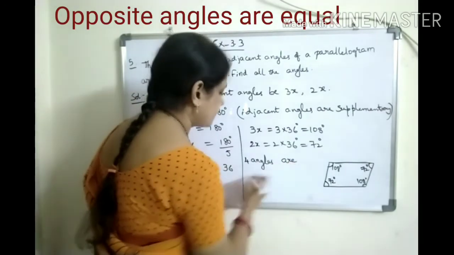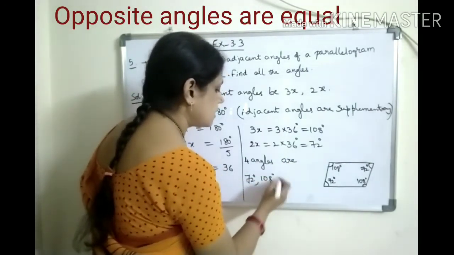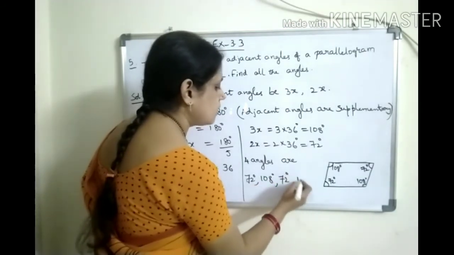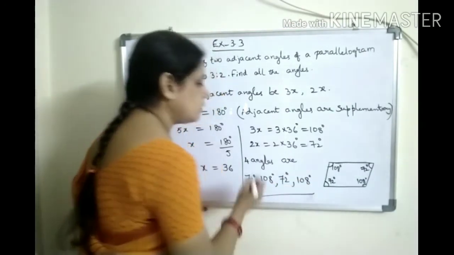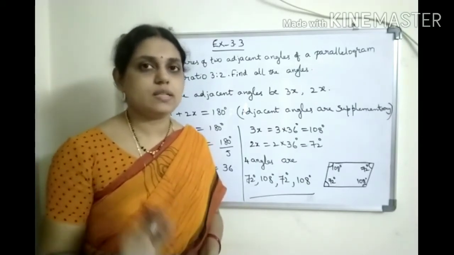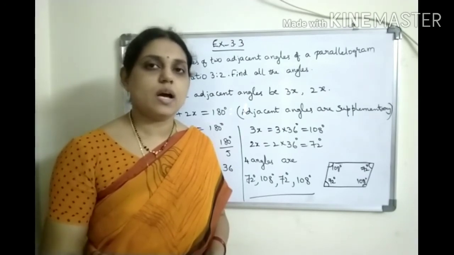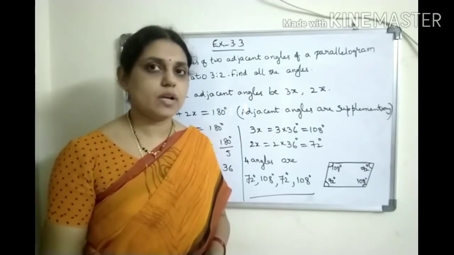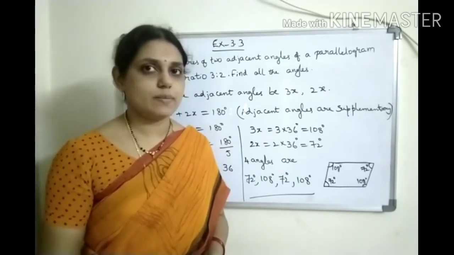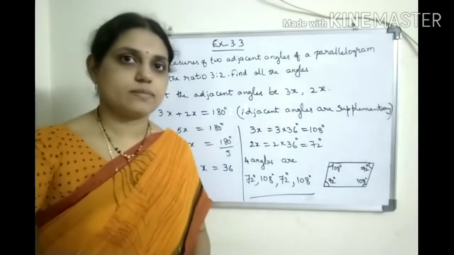So all the four angles are 72 degrees, 108, 72, 108. If you get any one angle in a parallelogram, all the other three angles you can easily find out using the properties. What are those? Opposite angles are equal in a parallelogram and adjacent angles are supplementary. So using the ratio we can find out like this.